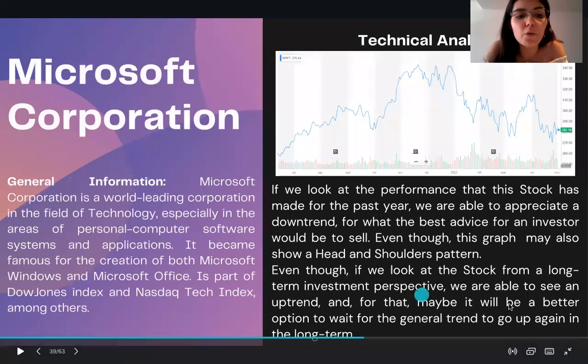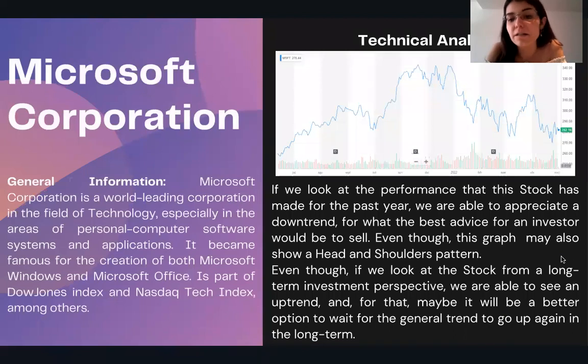It is a world-leading corporation in the field of technology, specialized in the creation of personal computer software, systems, and other applications. Regarding the technical analysis, we can see in the graph a downtrend, for which the best advice for an investor would be to sell. Even though in this graph, we can also see a head and shoulders pattern.